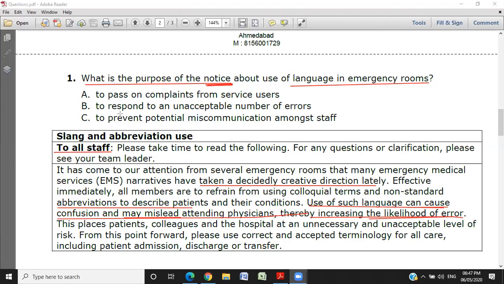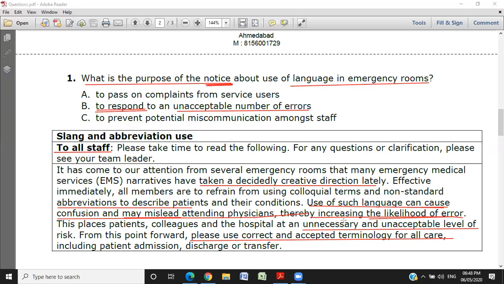Here if you look at the answer choice, it says to respond. As I told you, verbs are very, very important here. To respond means that an unacceptable number of errors have already happened and the administration is trying to respond to it. No, the language here in the paragraph is more of a probability language. It says it could happen in the future, it may happen in the future, and because of that the patients can be under an unacceptable level of risk. It could increase the risk and therefore it guides them: please use correct and acceptable terminology.